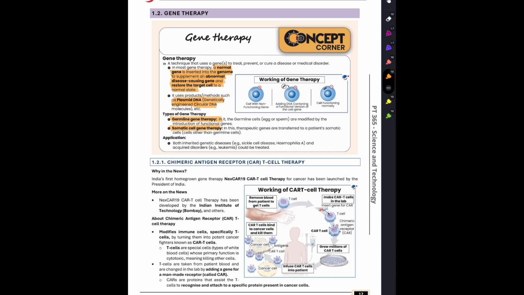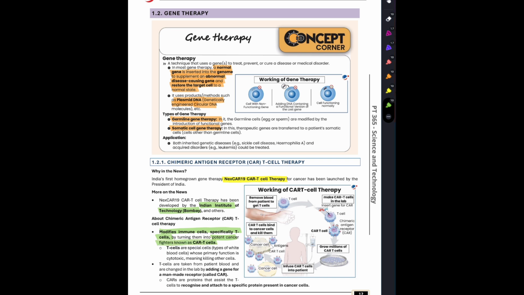So the first article is on the chimeric antigen receptor CAR T cell therapy. India's first homegrown gene therapy, NexCAR19 CAR T cell therapy for cancer, has been launched by the President of India. NexCAR19 CAR T cell therapy has been developed by IIT Bombay and others. About chimeric antigen receptor CAR T cell therapy: it modifies immune cells, specifically T cells, by turning them into potent cancer fighters known as CAR T cells.